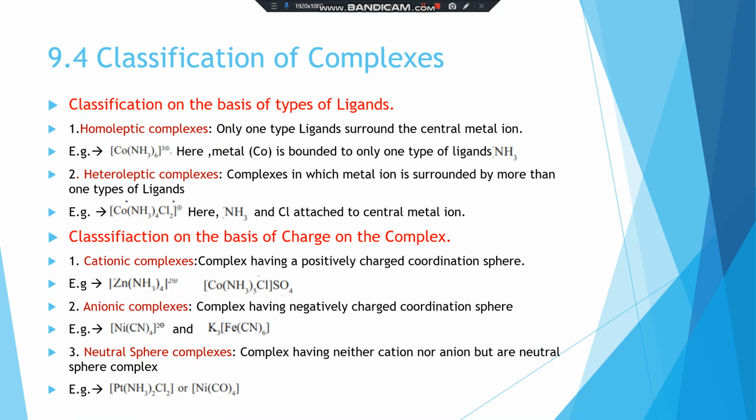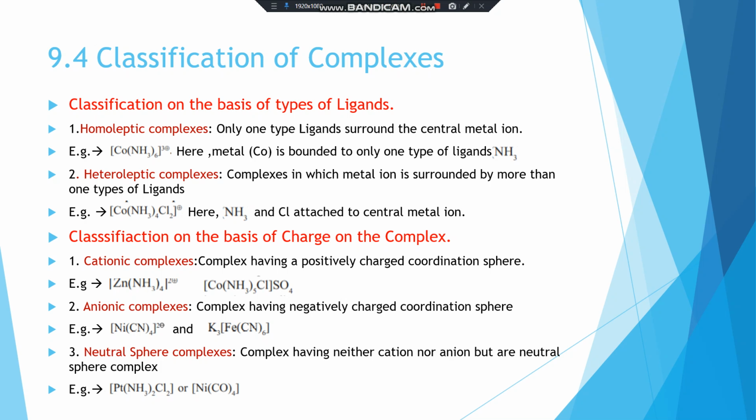Classification of the coordination complexes is according to the type of ligands and the sign of the charge on the complex ions. First, classification based on the types of ligands. There are two types, homoleptic complexes and heteroleptic complexes. And classification on the basis of charge on the complex: cationic complexes, anionic complexes and neutral sphere complexes.